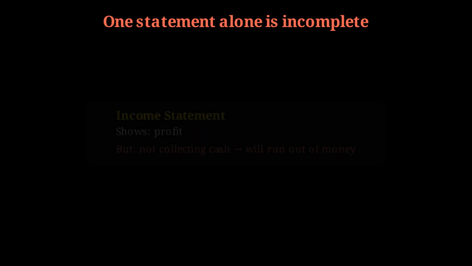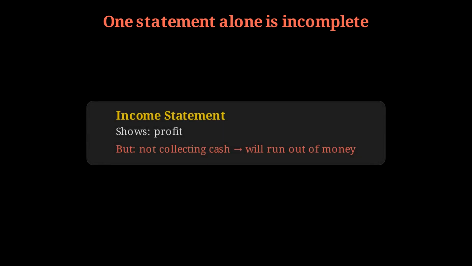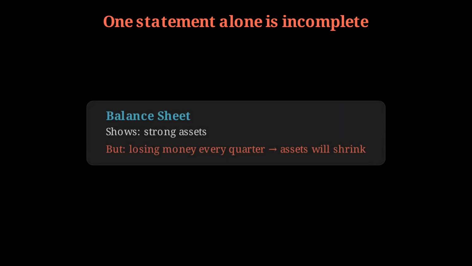The income statement can show profit, but if the company is not collecting cash, it will run out of money. The balance sheet can show strong assets, but if the company is losing money every quarter, those assets will shrink. The cash flow statement can show positive cash, but if it is coming from selling assets or borrowing, not from operations, it is not sustainable.